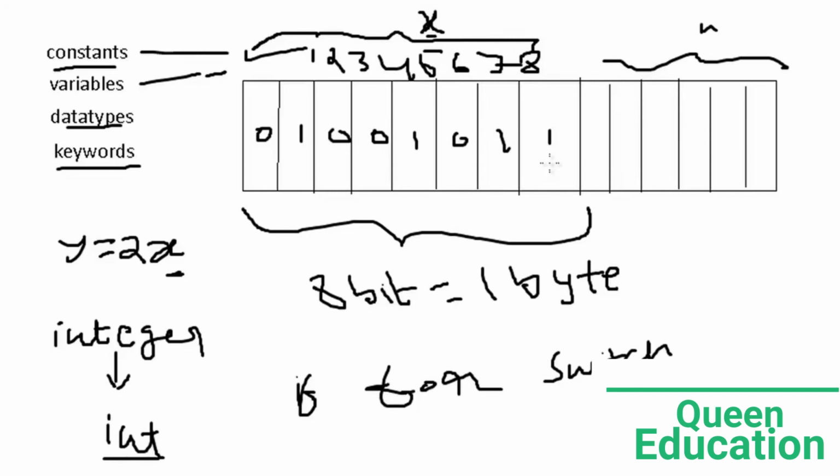Once again, a constant is an entity which doesn't change. We have integer, floating point, character, string constants. Then a variable is a name given to a memory location in order to access it easily. And then data type indicates what type of data is stored in a variable. And the keywords are the words whose meaning is already defined to the compiler, and we can't use them as variable names. So this is it, guys.